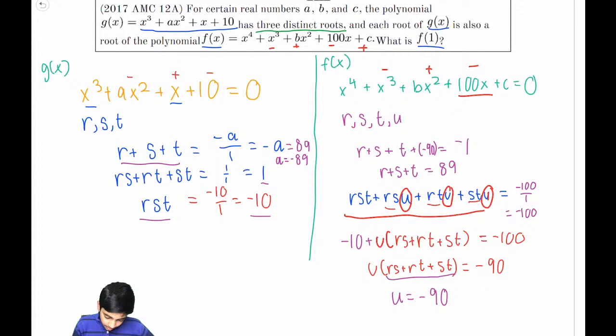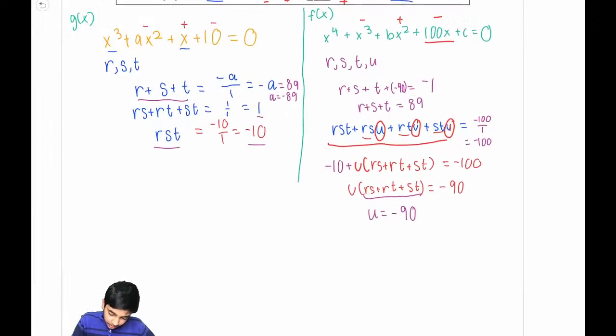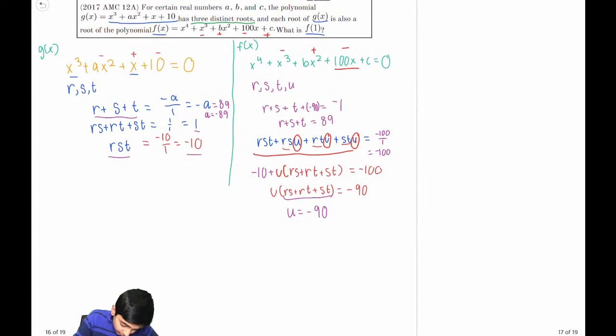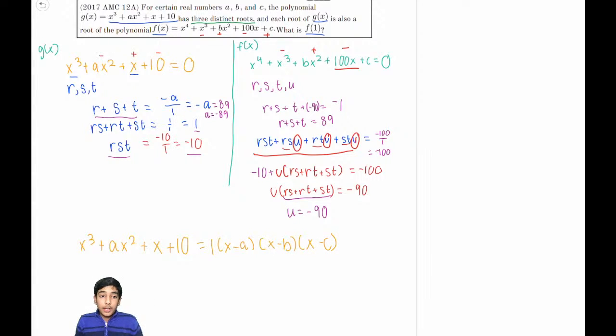The idea here is now to say that, okay, we want to find f of 1, right? So we use the same factorization of polynomials. So we know that x cubed plus ax squared plus x plus 10 is equal to 1 times x minus a times x minus b times x minus c, right? This is the factorization of polynomials that we have.